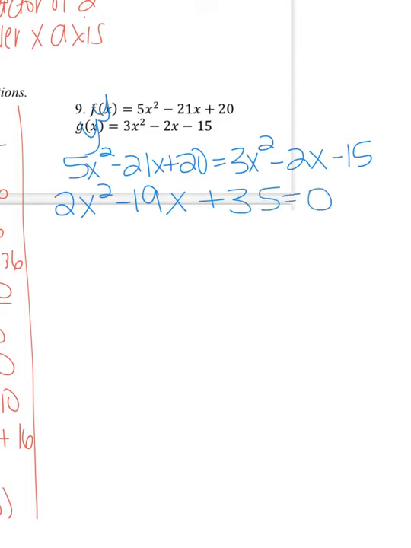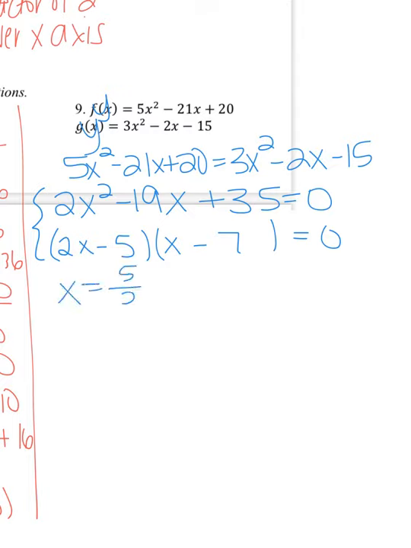This one ends up not being divisible by 2, but you can do master product on it now. When you do master product on this, your final answer should be 2x minus 5 times x minus 7 equals 0. Okay, so I'm skipping a step here. You should be doing master product if you're not able to get the 2 binomials that it turns into. So this is x equals 5 over 2. This is x equals 7.